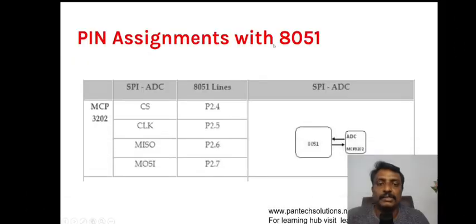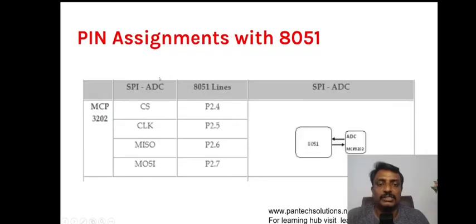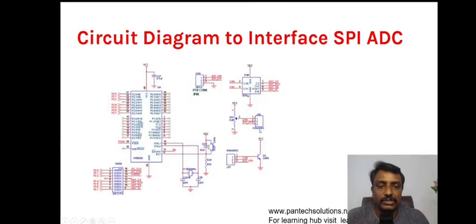Now the pin assignments on the 8051. I'm going to connect P2.4 to chip select, P2.5 to clock, P2.6 to master in slave out, and P2.7 to master out slave in. Okay, these are the pin assignments. This is the circuit diagram where I'm going to connect the potentiometer here.